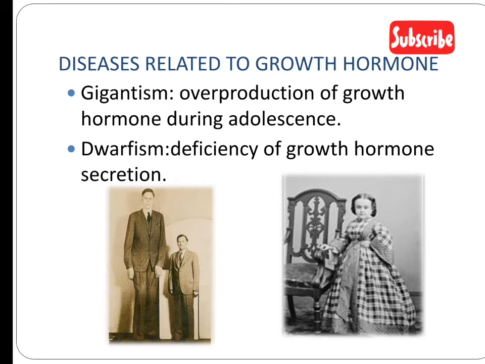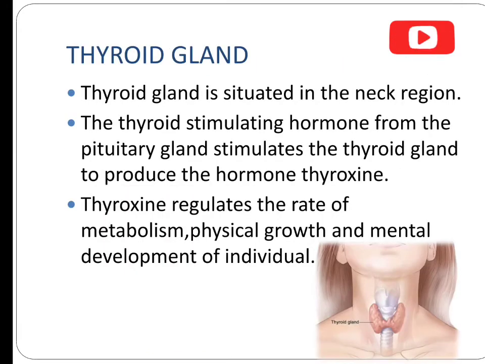So when there is more secretion of the growth hormone, the height of the individual increases. But in case of dwarfism, there is deficiency of the growth hormone secretion. So that's why in the next picture you can see the individual's height has decreased. So these are the diseases which are caused when there is deficiency, or we can say overproduction, of the growth hormone. So the next gland is the thyroid gland.